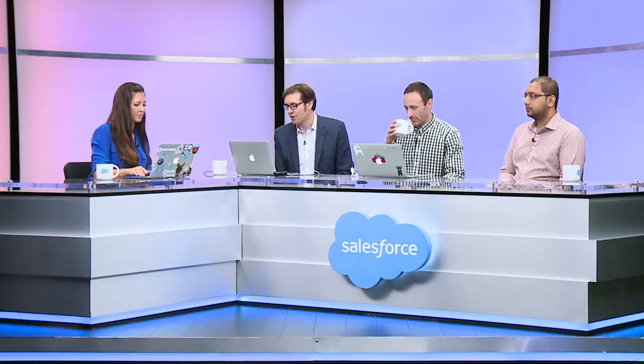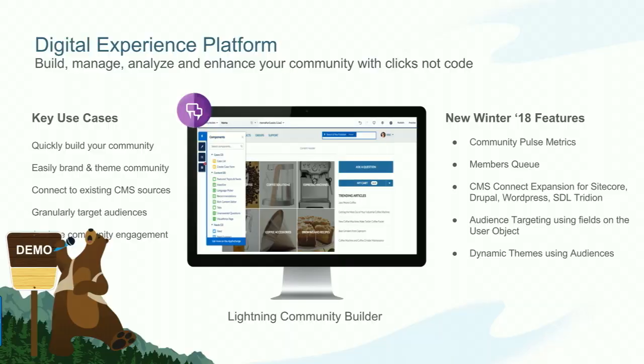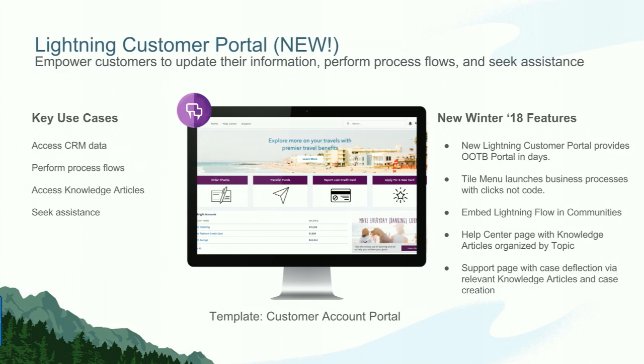And back to the slides. I'm sure we'll have a lot of questions coming through that we'll be more than happy to pop into and address offline. So yeah, let's jump back to the slides. All right, so I think we've covered everything. We covered Pulse, member queues, CMS, all the new sources for CMS, audience targeting, dynamic themes, Murata, Verona, the whole nine yards. So let's see, what is next on the agenda?